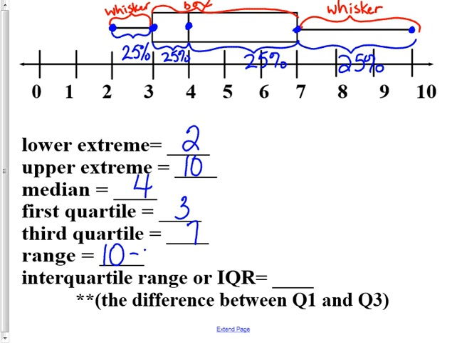The range of all of the data is 8 because the upper extreme is 10 and the lower extreme is 2, so the range is 8. It's from the largest to the smallest number. The interquartile range, or IQR, basically measures the box, so it's the difference between quartile 1 and quartile 3. For that one, we would do 7 minus 3, and our interquartile range would be 4.